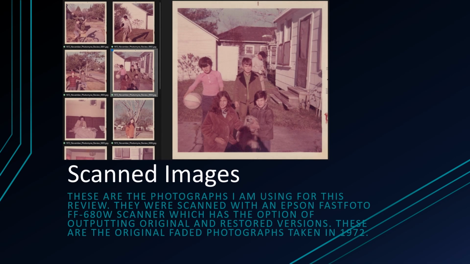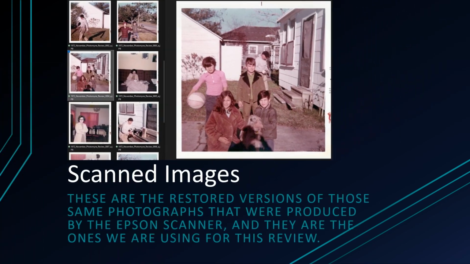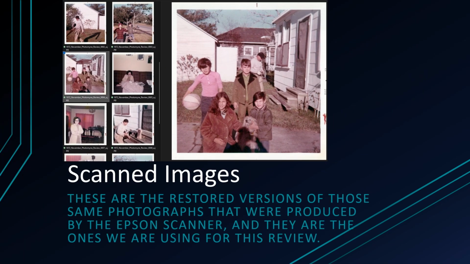These photographs were scanned with an Epson Fastphoto FF680W scanner. These are the original faded photographs taken in 1972. The Epson scanner can generate original and restored versions of the same photographs. We are using the restored versions for this review.